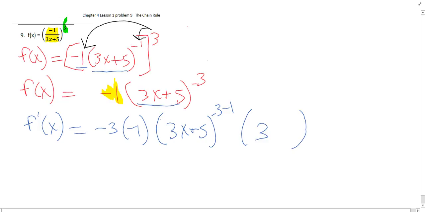So now let's just clean up what we can. We have the quantity negative 3 times negative 1 to give us a positive 3. We can multiply that by that 3 out there, so we're going to get a positive 9 times 3x plus 5, and negative 3 minus 1 gives us the negative fourth power. And that is a lot simpler than trying to do this problem without simplifying it first.